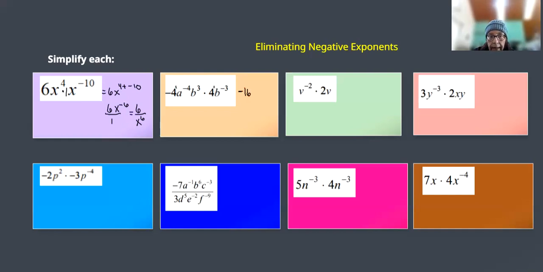Now, A's, this is my only A. My B's, I got 3 and -3. Well, 3 plus -3 is 0. So we get, hold on, my pen stopped. We get B to the 0. And you guys know that B to the 0 is what? Yes, 1.